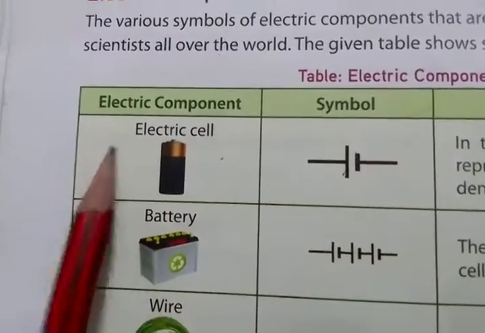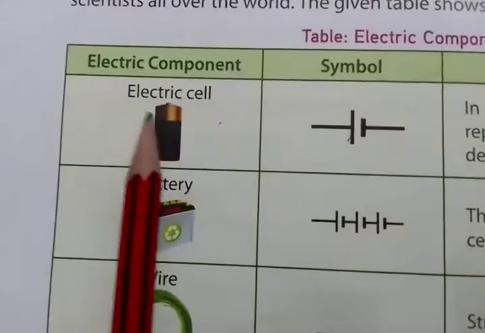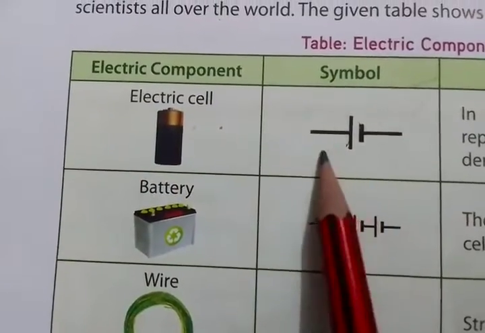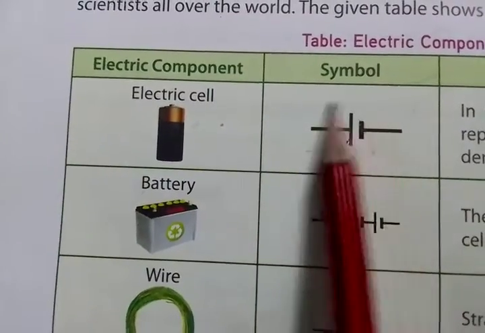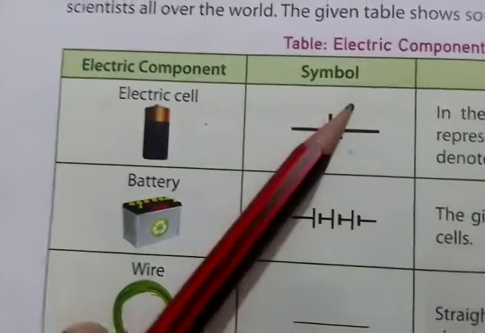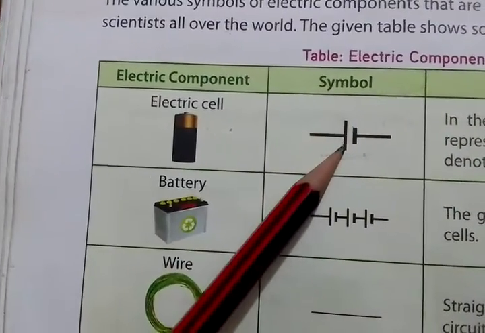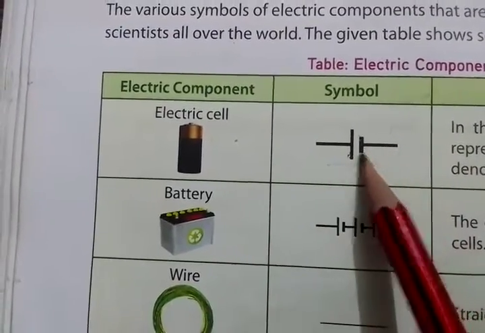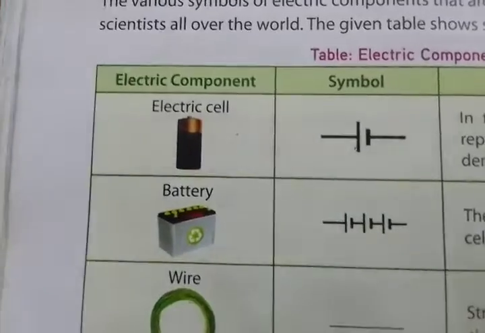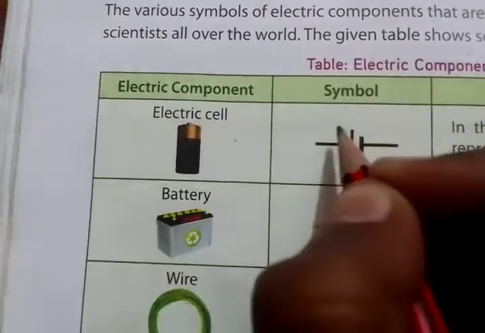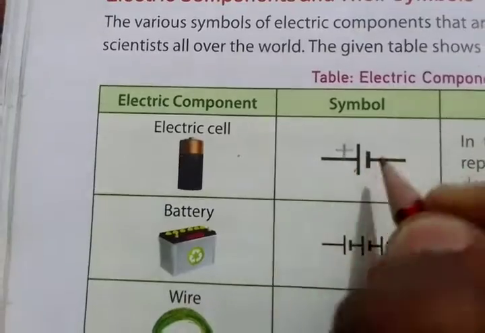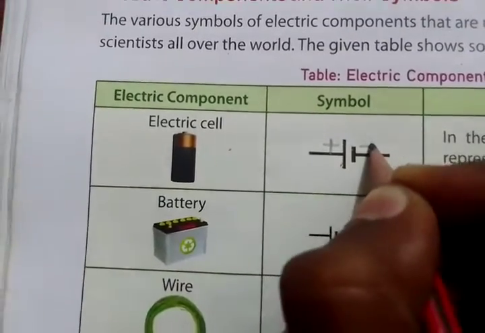The first electric component is the electric cell. So this is our symbol of the electric cell. In the symbol of an electric cell, the positive terminal is represented by the long line and the small one is the negative line. This one is always denoted as plus and this one is always denoted as minus.